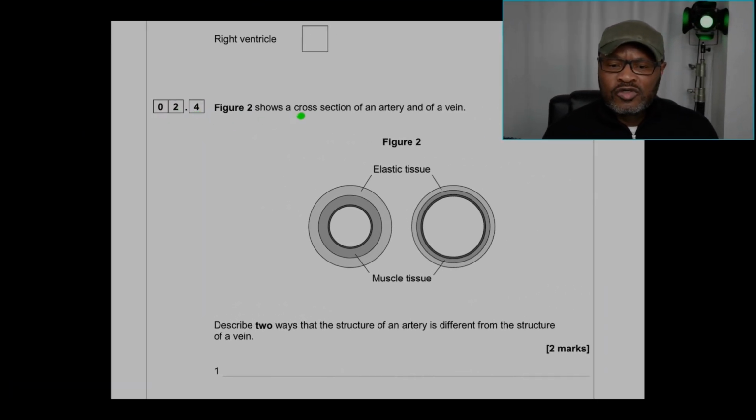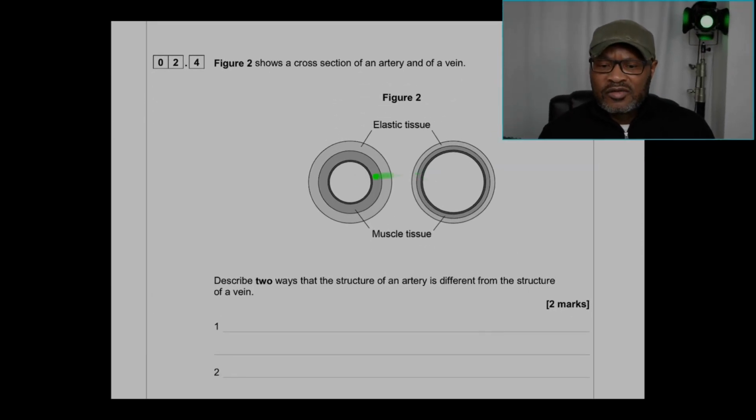2.4, figure 2 shows a cross-section of an artery and of a vein. So this is the artery here, and this is a vein. You can see that the tissue here is thick, and the lumen is small. The lumen is big here, the tissue here is thin.